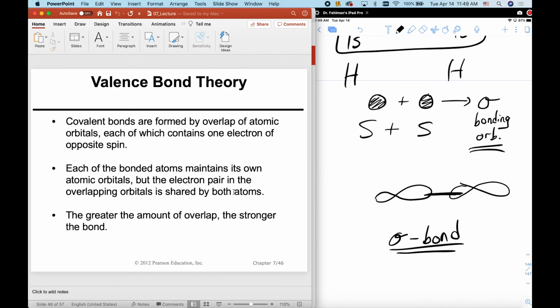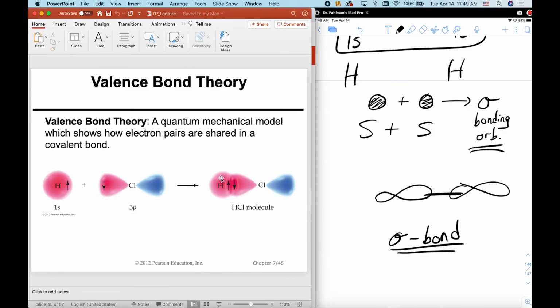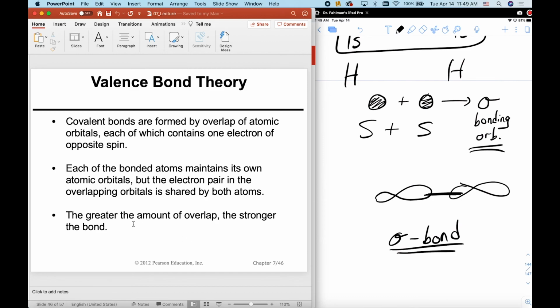That's just really saying that once you have formed this bond, this electron pair is shared between these two atoms. These electrons are free to move around in between here. And the greater the amount of overlap, the stronger the bond. And that's what I was showing you.